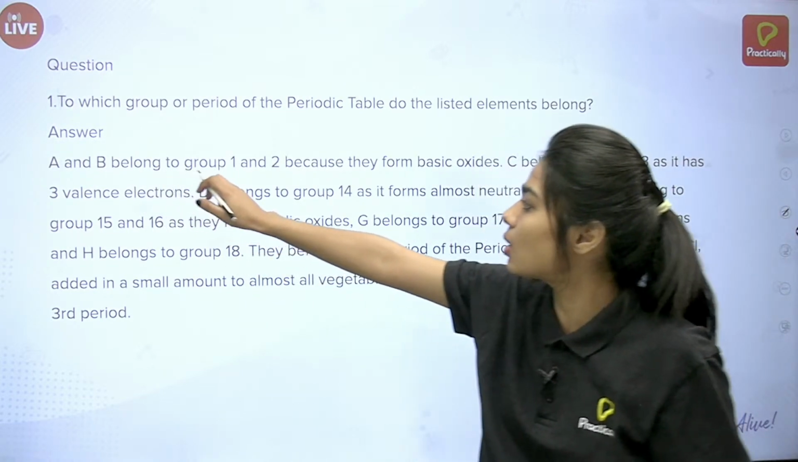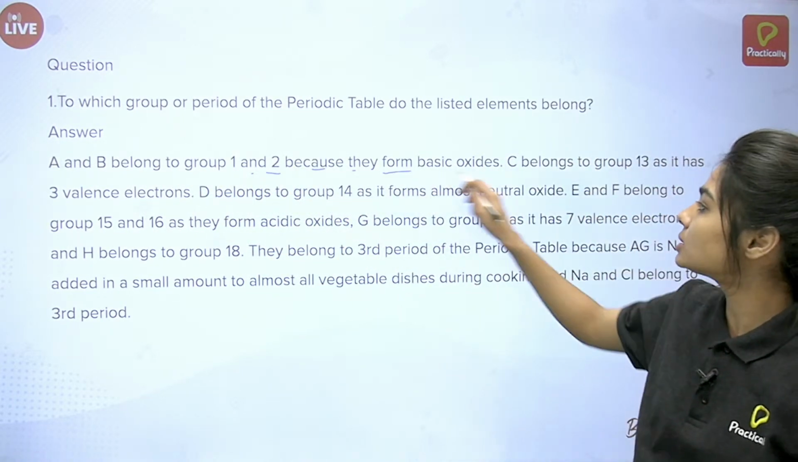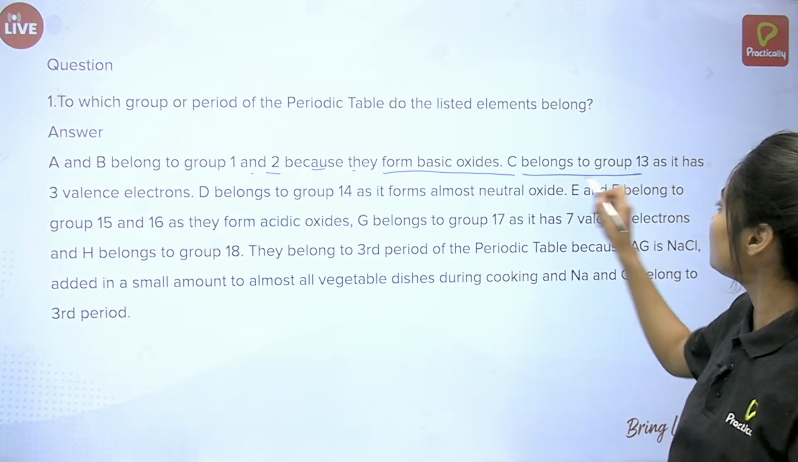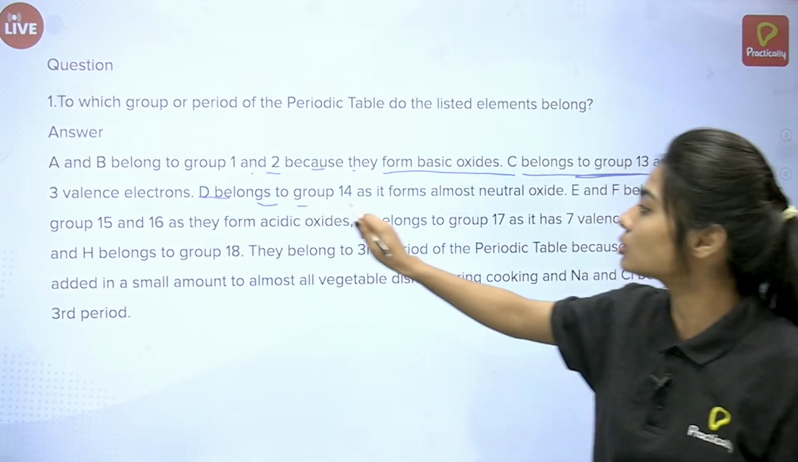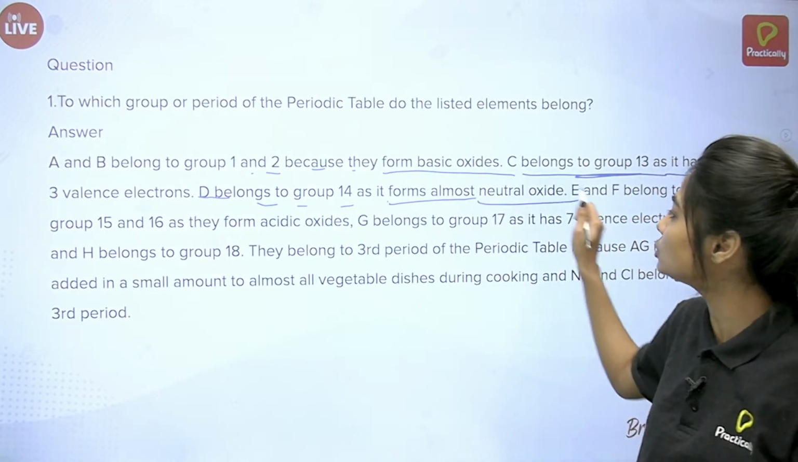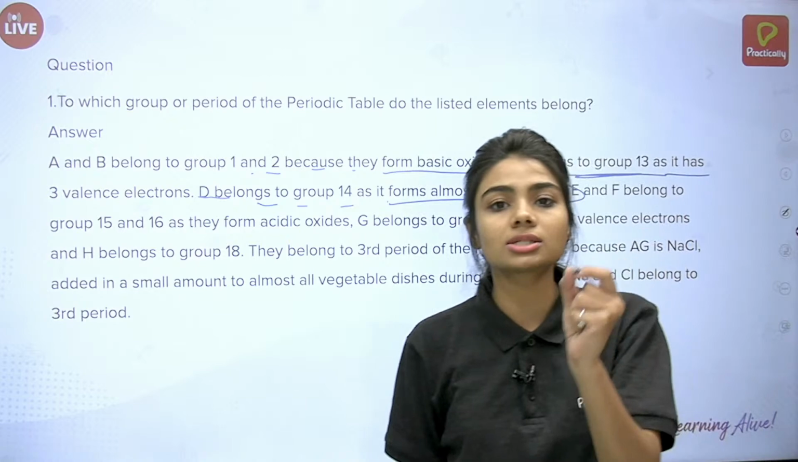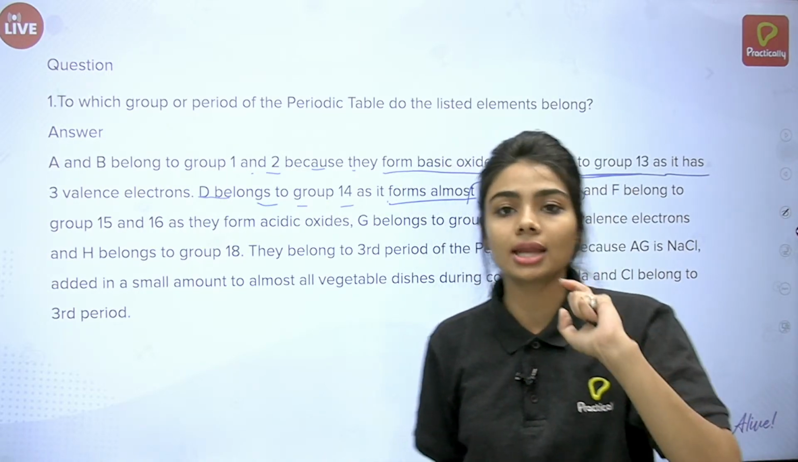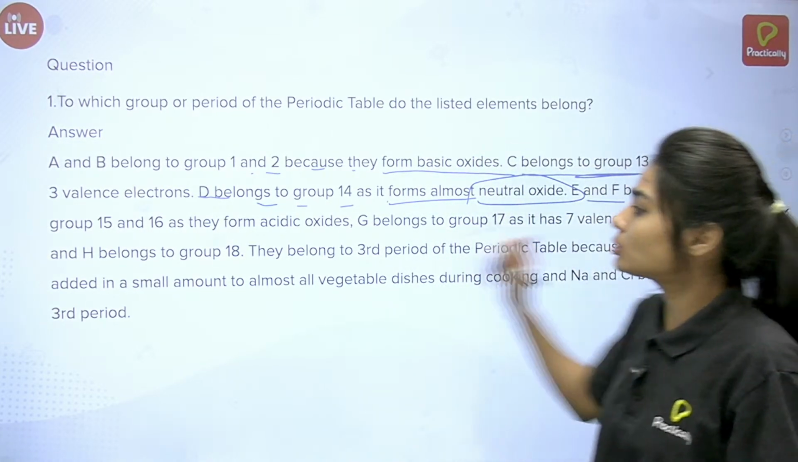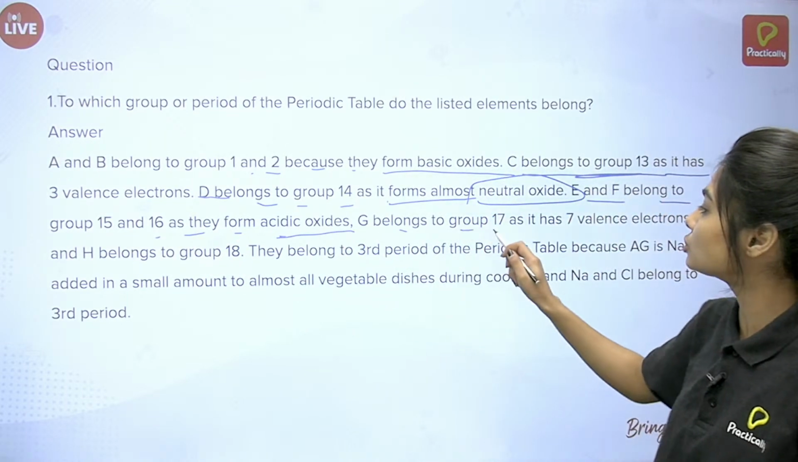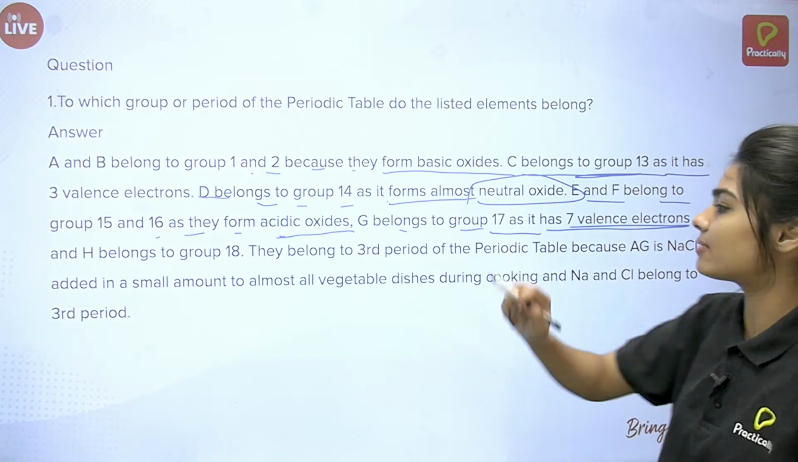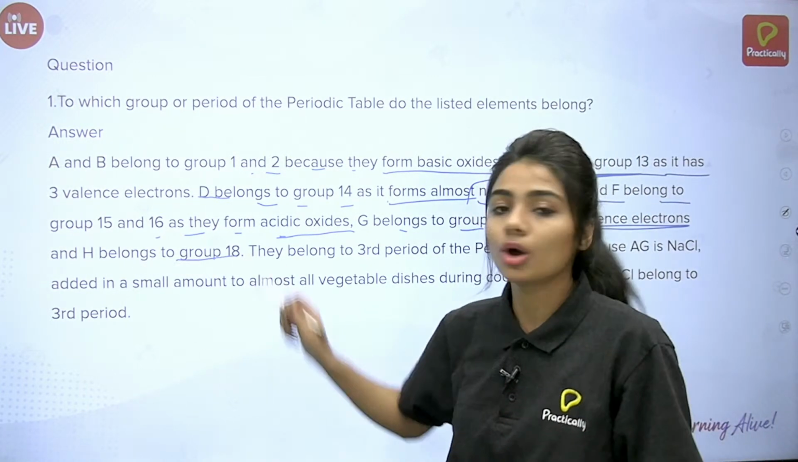So A and B belong to group 1 and group 2 because they form basic oxides. C belongs to group 13 as it has 3 valence electrons. D belongs to group 14 as it forms almost neutral oxide. So neutral oxides are formed by the group 14 elements. E and F belong to groups 15 and 16 as they form acidic oxides. G belongs to group 17 as it has 7 valence electrons, and H belongs to group 18.